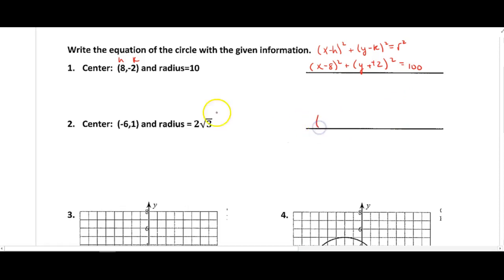The next one, right? Here's h, here's k, if this is my center. So (x minus negative 6) all squared, change that to plus, plus (y minus 1) all squared equals. When I take the radius of 2 root 3 and I square it, what you need to know is that's the same as doing 2 root 3 times 2 root 3. 2 times 2 is 4. Root 3 times root 3 is 3. 4 times 3 would give me a radius squared of 12. Okay?